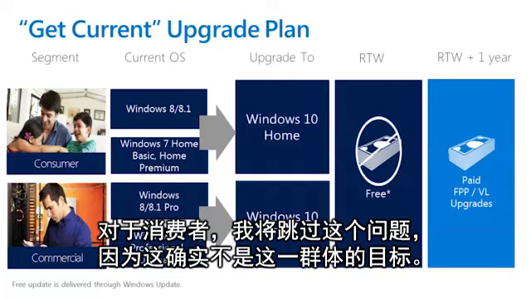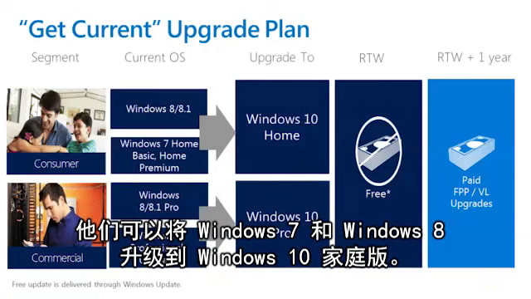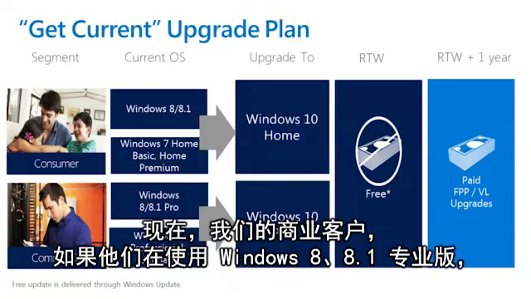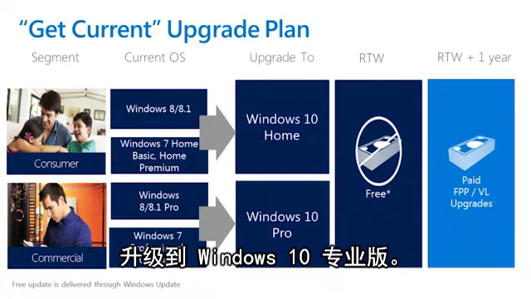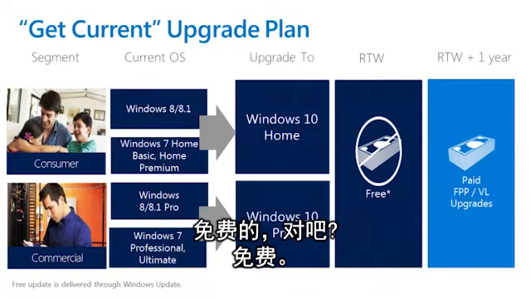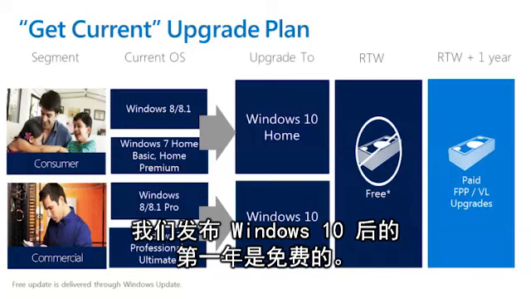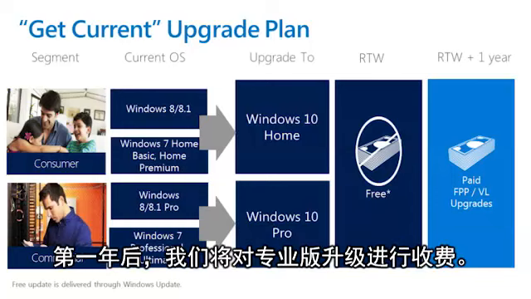Right. So for consumers, I'm going to fly through this because this isn't really the target for this group. They can upgrade Windows 7 and Windows 8 to Windows 10 Home. Now, our commercial customers, if they are on Windows 8 or 8.1 Pro or Windows 7 Pro or Windows 7 Ultimate, they do qualify to upgrade to Windows 10 Pro under this upgrade offer. For free, right? For free. Now, that is for the first year after we release Windows 10. So after the first year, we are going to be charging for Pro upgrades.